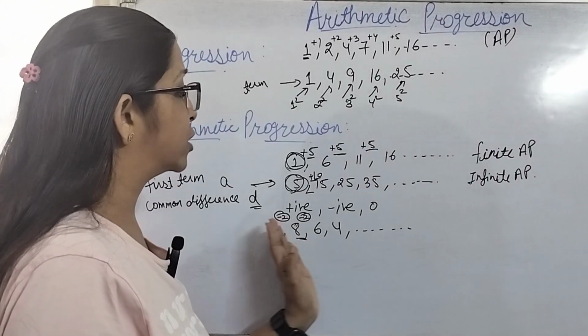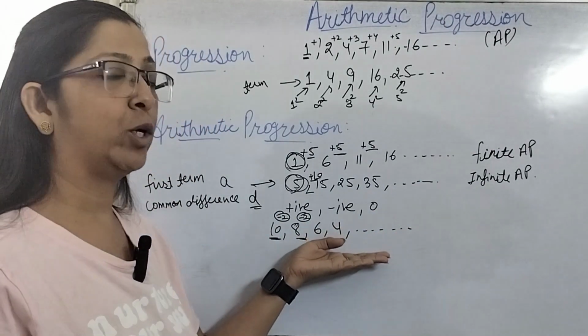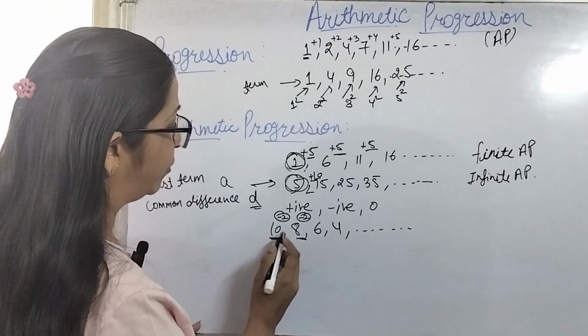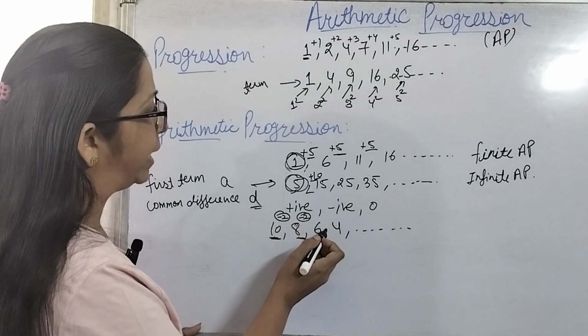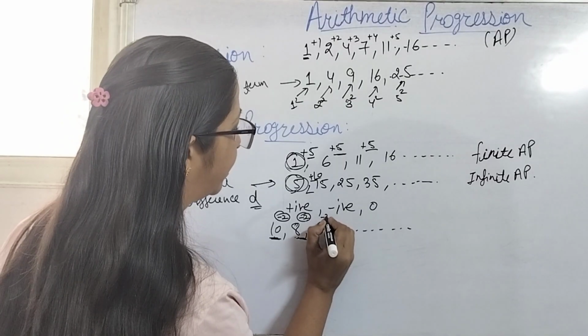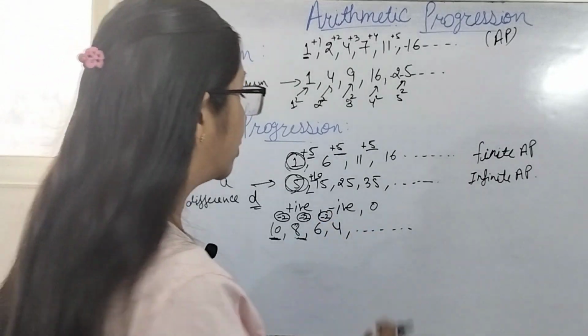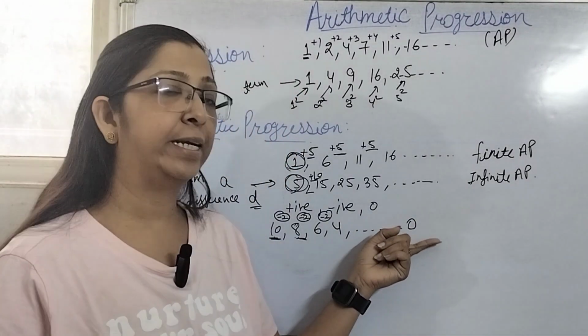If this number is common for all the coming terms, then such a sequence is your AP. So here we can see if we add minus 2 in 10, we will get the next term. When we add minus 2 in 8, we will get the next term. Similarly, if we add minus 2 in this 6, we will get 4. So suppose it is ending at 0. This sequence is ending at 0.